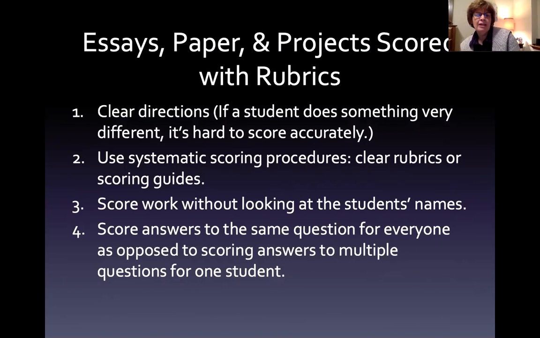So what do I mean by that? Let's say that you have 3 or 4 discussion questions on a test. I'm not going to grade all of one student's test and then go to the next student and grade their entire test. What I'm going to do is score every student's answer to discussion question number 1. And then I'm going to start over again with every student's answer to discussion question number 2. That will help me be more consistent if I'm looking at everybody's answer to the same question at the same time.